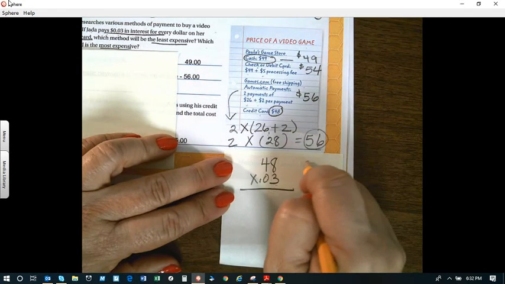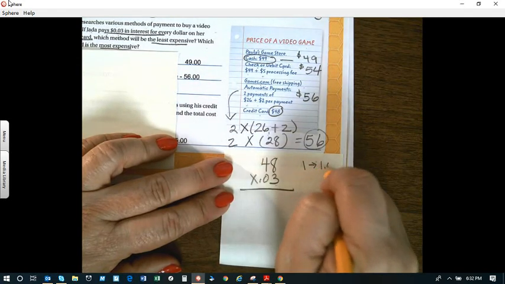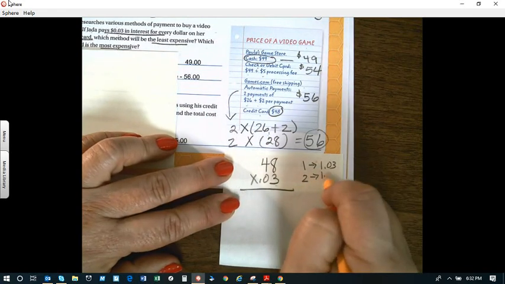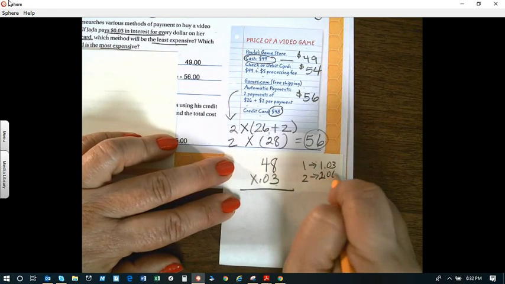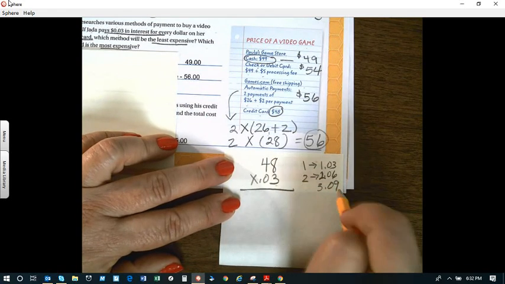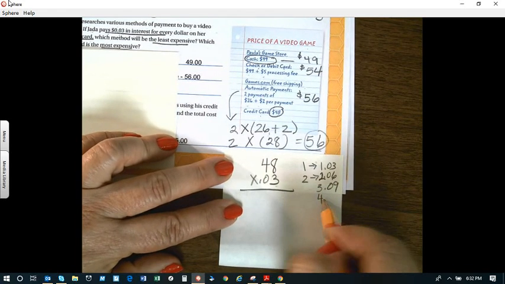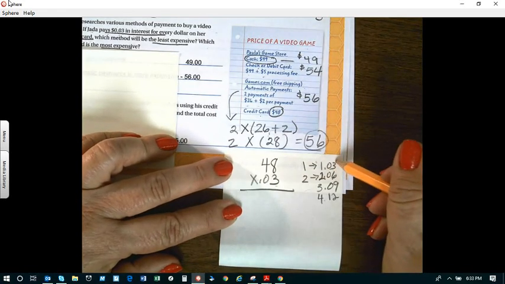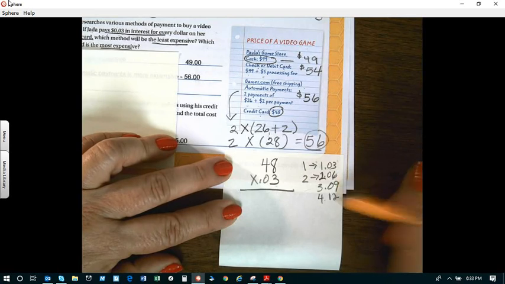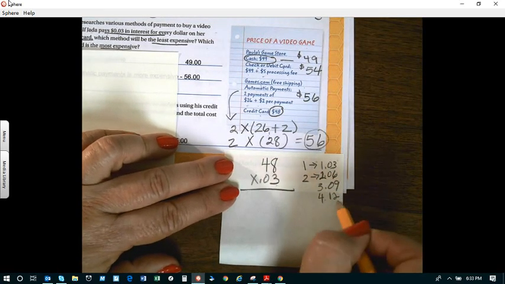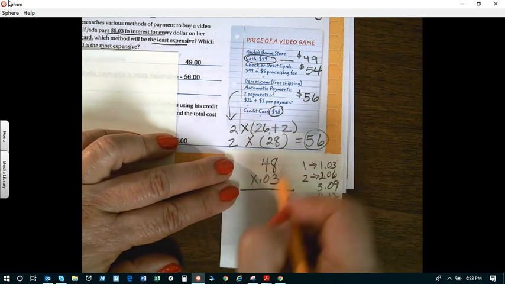For every $1, it's going to be $1.03. For 2, I have to add, so it's $2.06. For $3, it's going to be $3.09. $4, it's $4.12. I keep adding 3 to it. This is plus 3, plus 3, plus 3, plus 3. Okay? So here, repeated addition also means multiplication, so I'm just going to multiply.